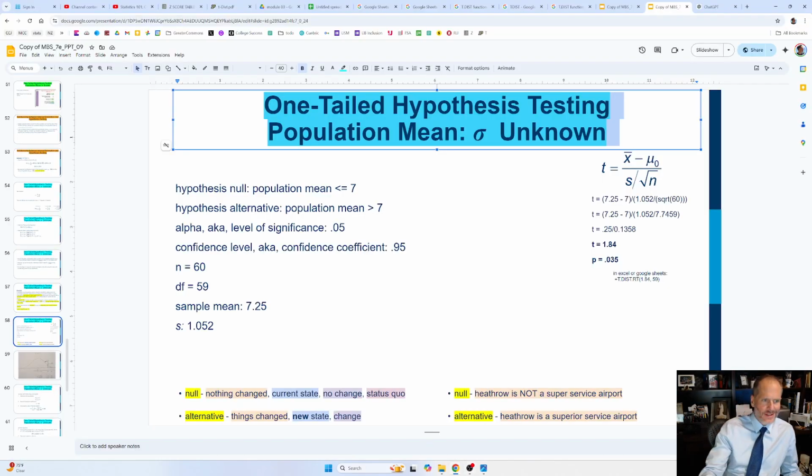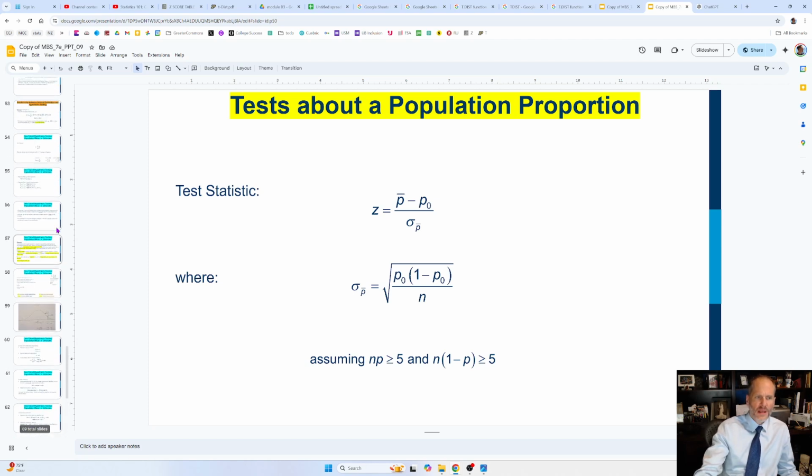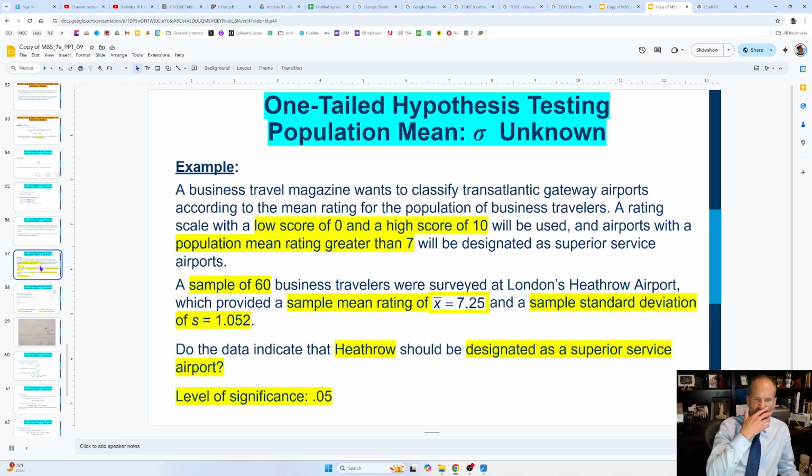Welcome back, everybody. We are now going to talk about the last two things in this module. The first thing is a one-tailed hypothesis test for the population mean when population standard deviation is unknown. And then the second thing we're going to look at is tests about a population proportion. That'll be in the next video. For this one, we're going to start here with this example.